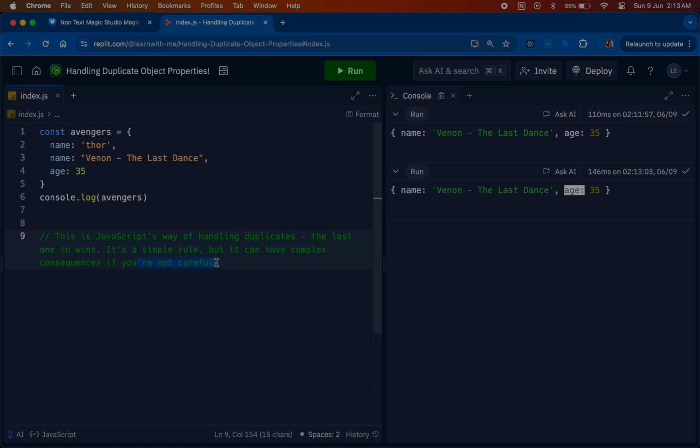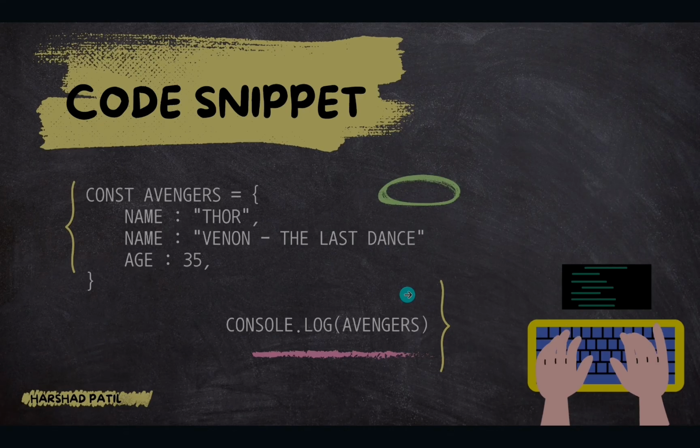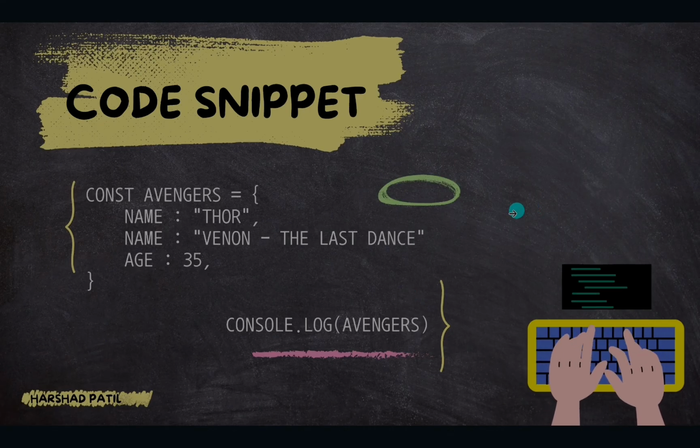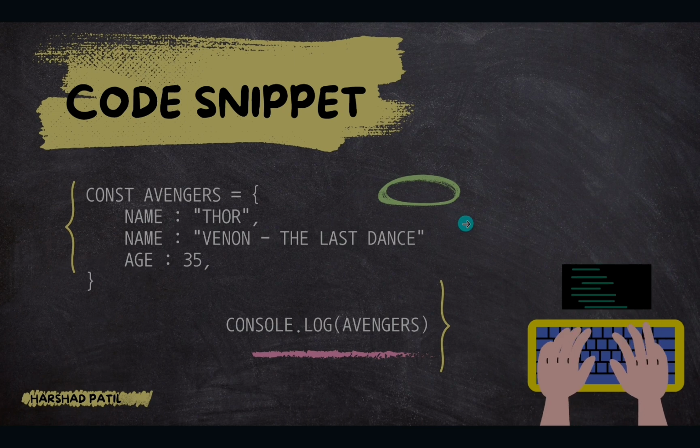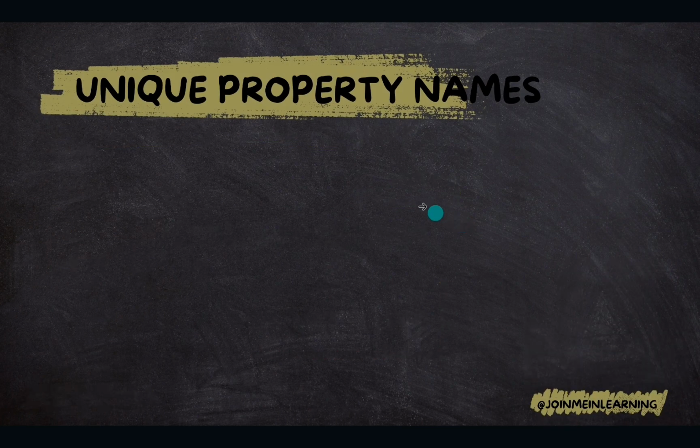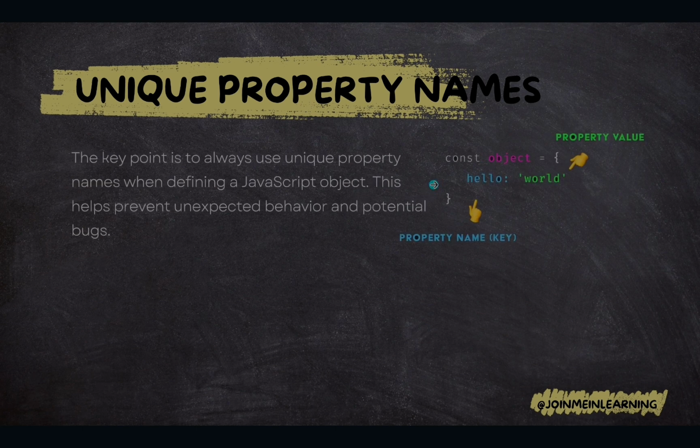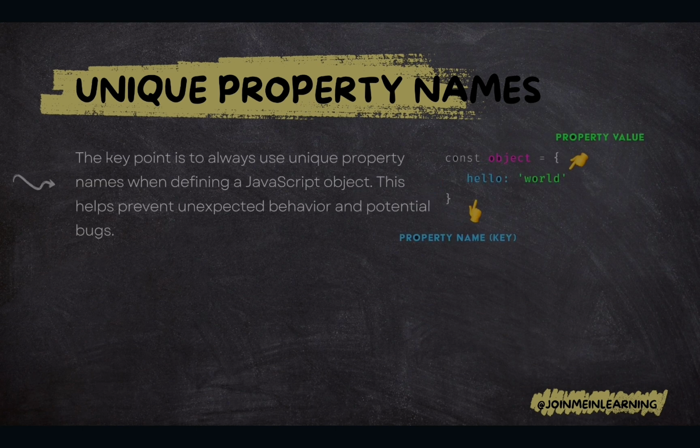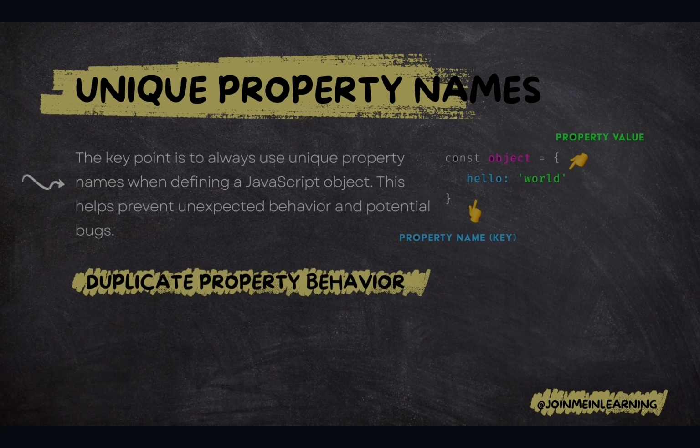So what's the big takeaway here? When you're defining properties in a JavaScript object, make sure each property name is unique. This will help you avoid unexpected behavior and potential bugs. If you have duplicates, only the last one declared will stick around. This might seem straightforward, but in a large code base, it can be easy to accidentally reuse property names.